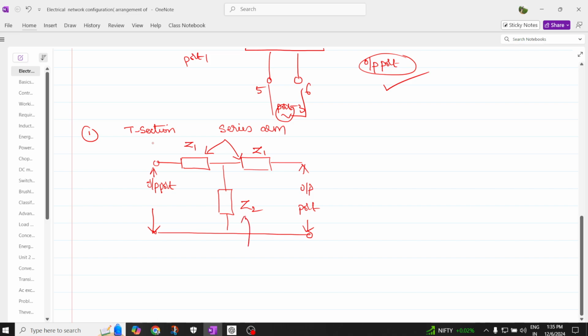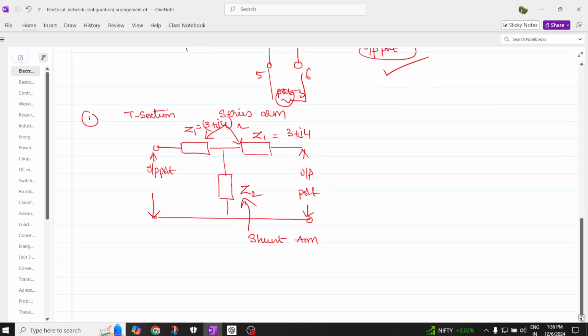This Z2 is called the shunt arm. Why? Because it's connected in parallel. For example, if you take Z1 equal to 3 plus J4 ohms, and Z1 is also 3 plus J4, now we want to identify whether it is a symmetrical T network or an unsymmetrical one.